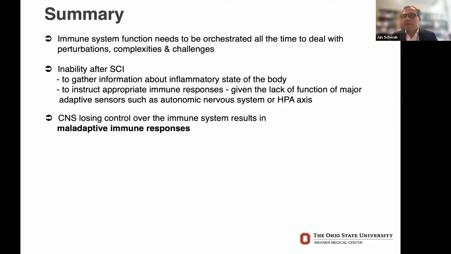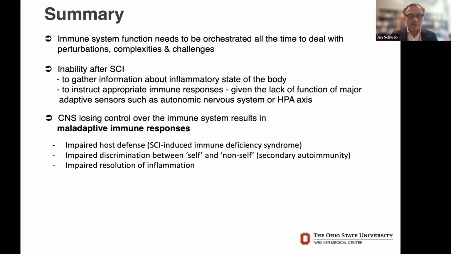So in other words, the central nervous system is losing control over the immune system, and this results in maladaptive immune responses. I gave you three examples. One relates to impaired host defense, entertained by the spinal cord injury-induced immune deficiency syndrome. The second is impaired discrimination between self and non-self, which then allows for secondary autoimmunity. And the third one is the impaired resolution of inflammation.